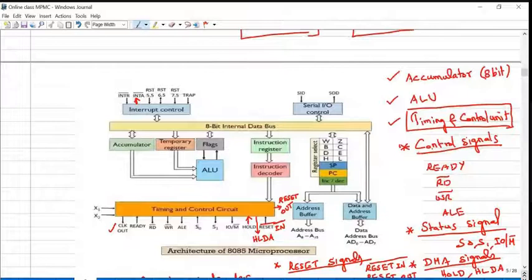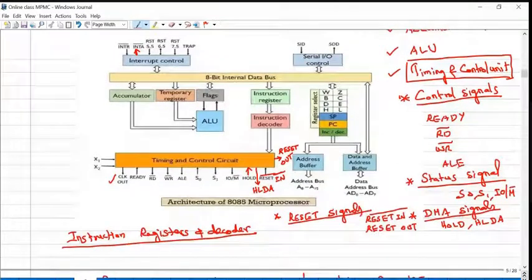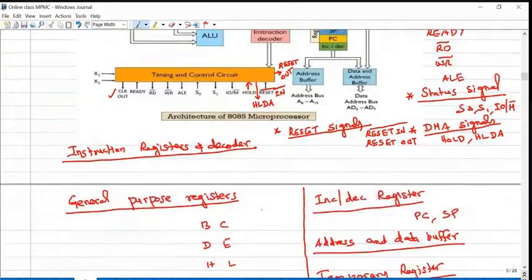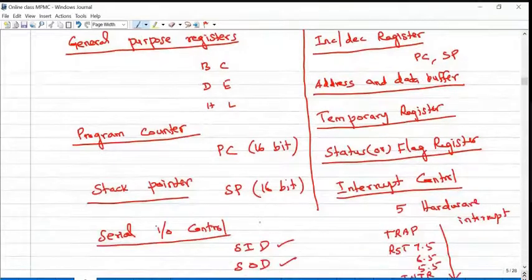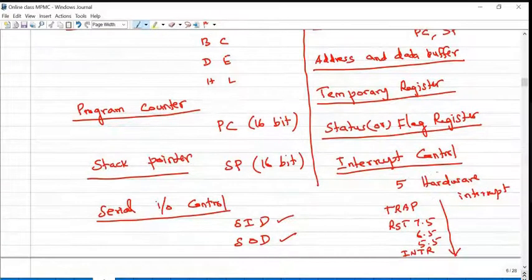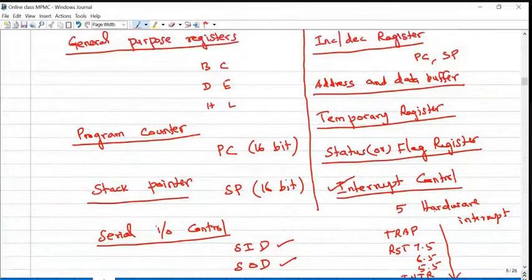So you have to explain the architecture in this order: registers, accumulator, ALU, timing and control, and what signals are available, and you have to explain the function of each and every signal. And then general purpose registers, program counter, stack pointer, increment and decrement registers, address and data buffer, temporary registers, flag register, and interrupt control. We will discuss the interrupt section in detail at the end of unit 1. For now we just give an introduction about the interrupts and what interrupt signals are present.